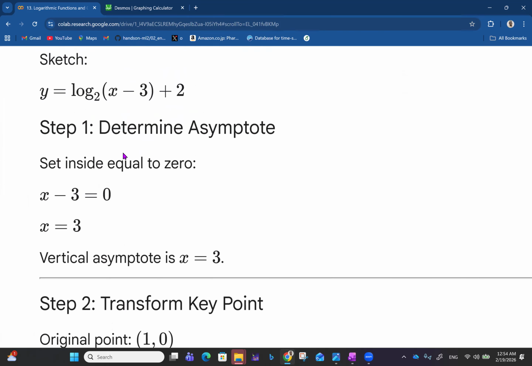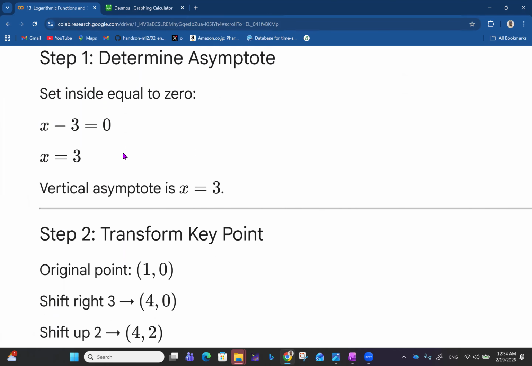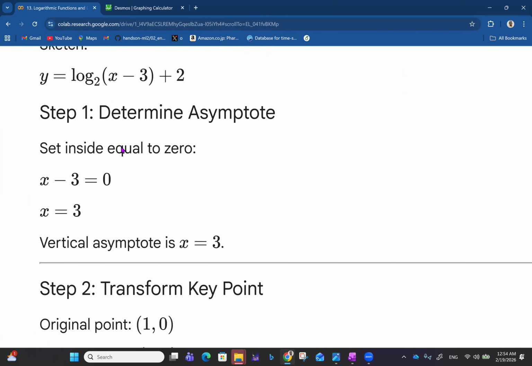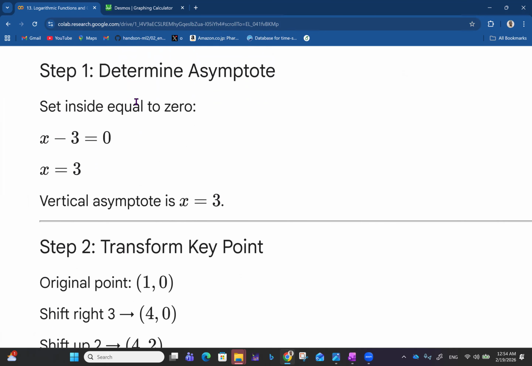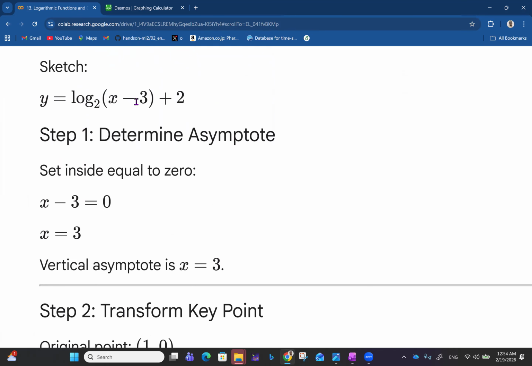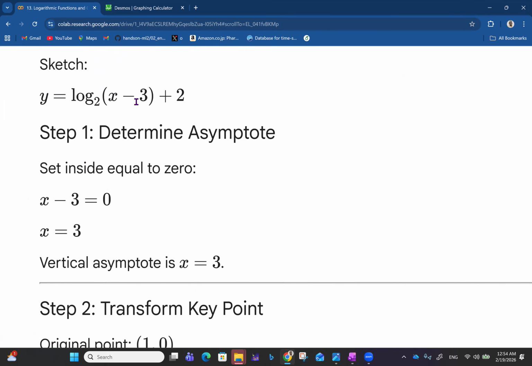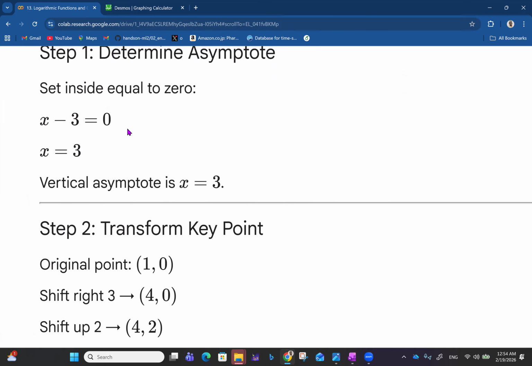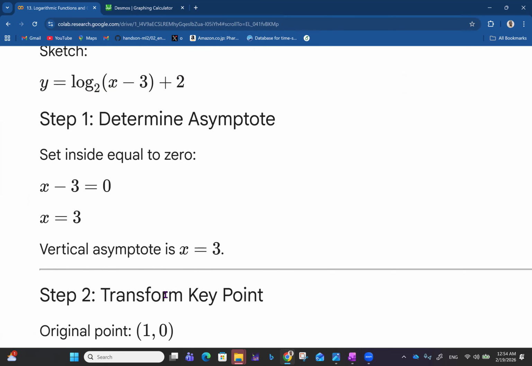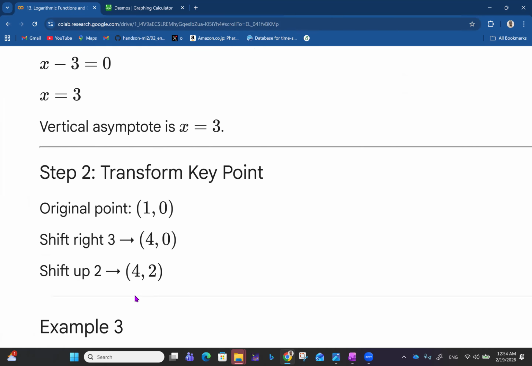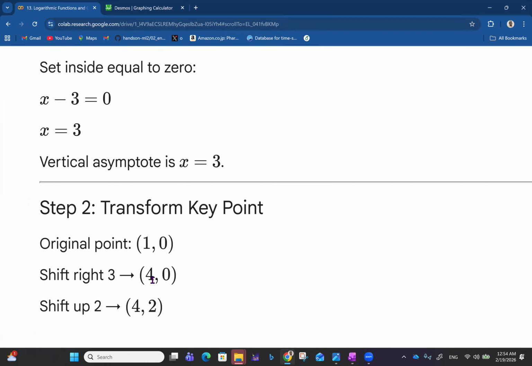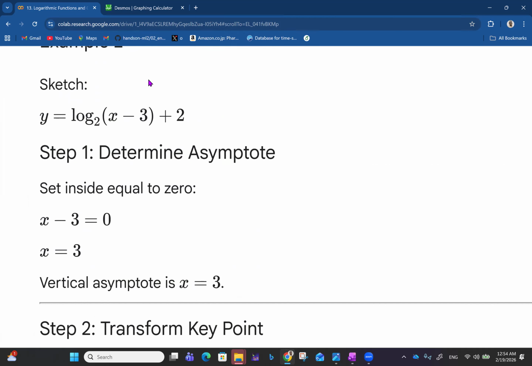Then you can also transform the key point. So the original point, when x is 1, if you set y to be 0, you have (1, 0) here, because every log passes through this. Then shift right 3, you have (4, 0), and then shift up 2, you have (4, 2). Okay, let me just plot that so we can see what's happening.